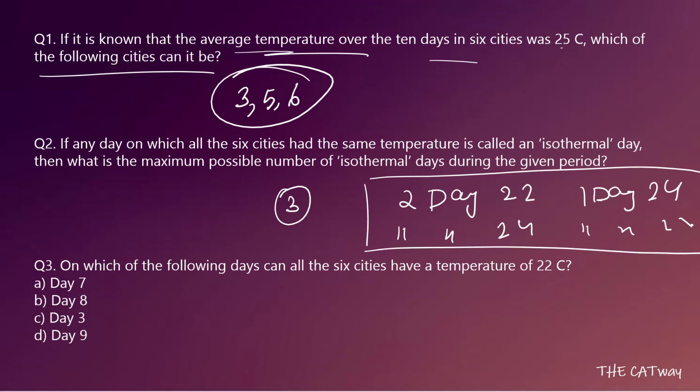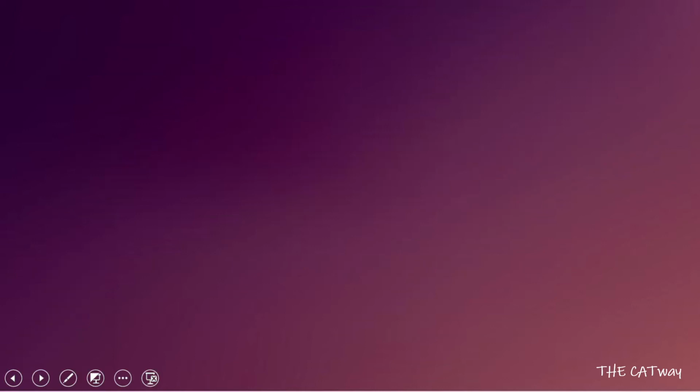Come to question number 3. Which of the following days can all 6 cities have a temperature of 22? See, now we have to find out on how many days all the cities can have a temperature of 22. Again, we have to rely on this city 2 only. Now, city 2 has to go from 16 to 32, okay, 16 to 32 it has to go.